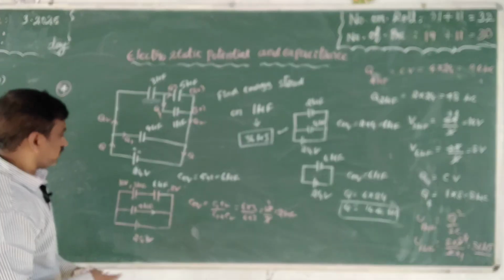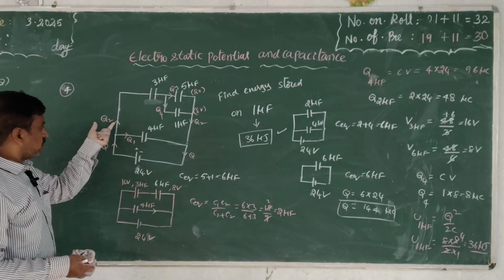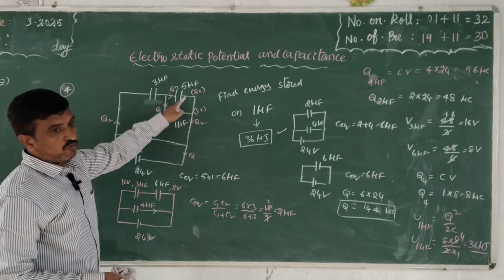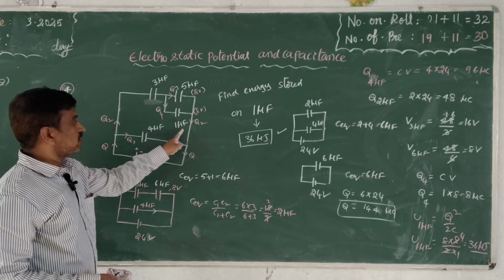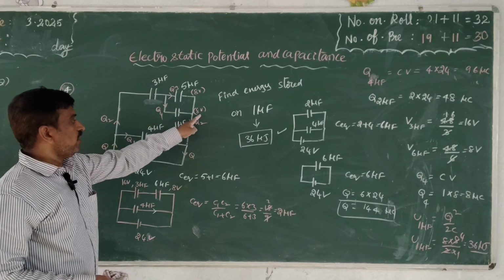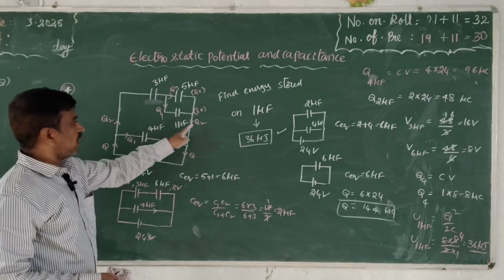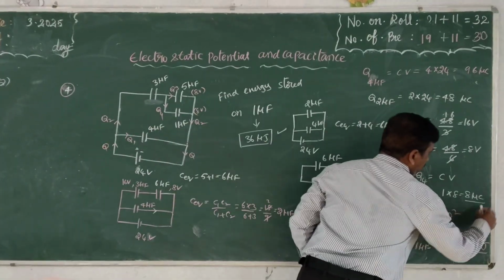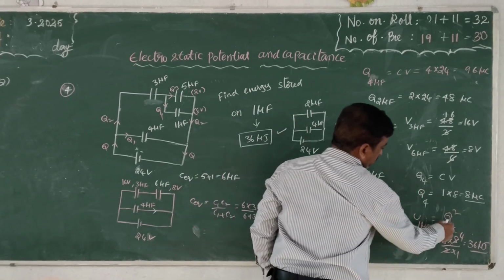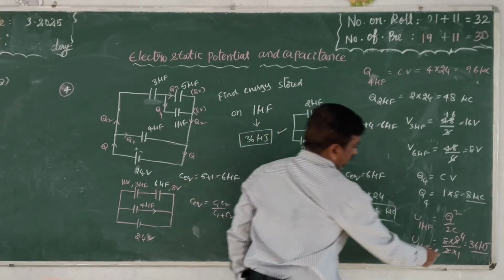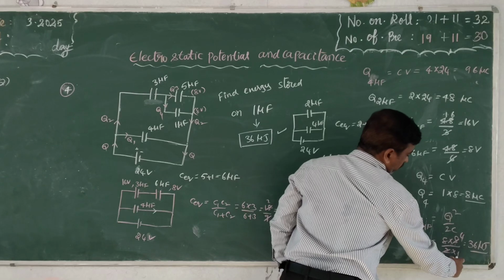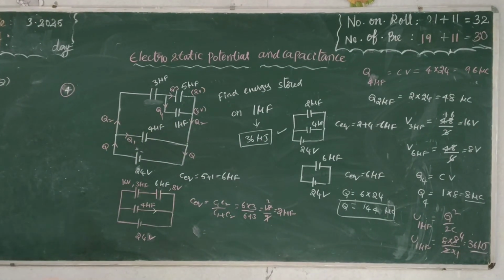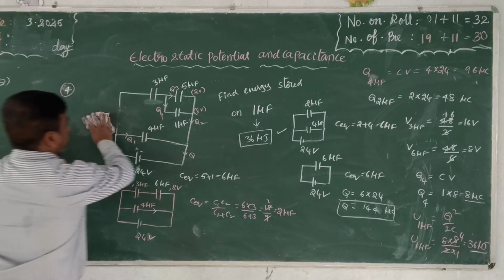Now this is the process. First we find out Q1 and Q2, and then V1 and V2. Here V is the same, so we can use the charge. Using the farads and volts we find the charge. What is the charge Q4? 8 microcoulombs. Then by using Q square by 2C, Q is 8, 8 by 2 into C, 2 into 1, we get the energy. Okay. Next.